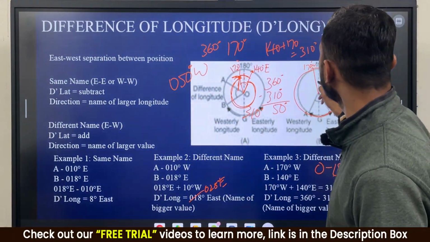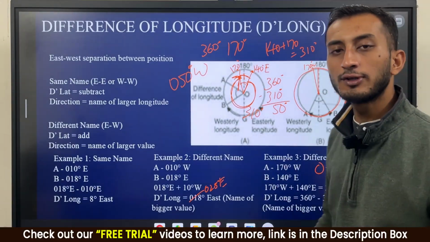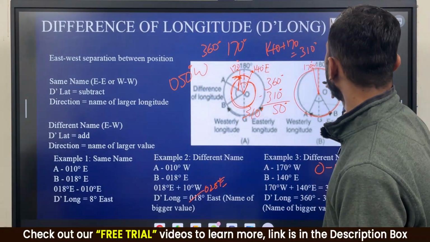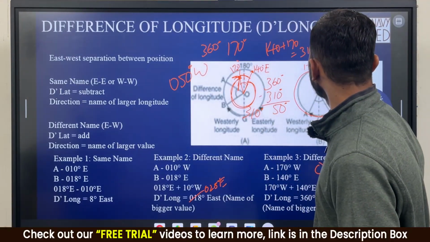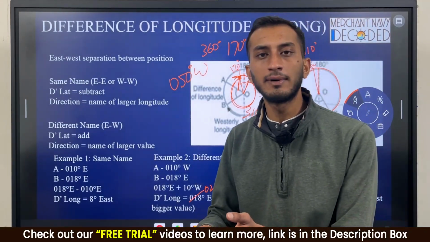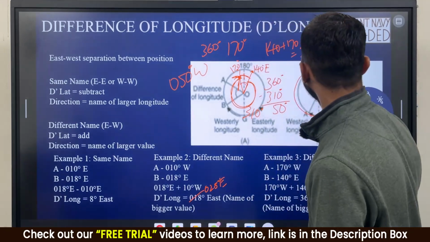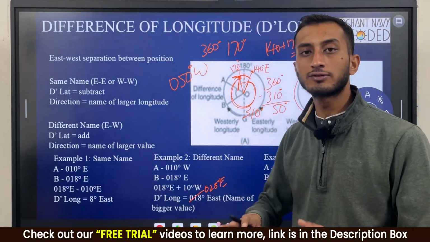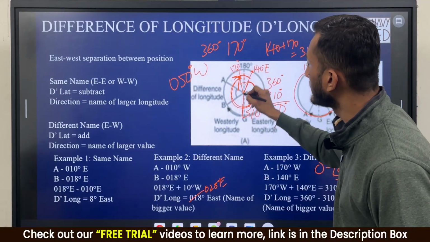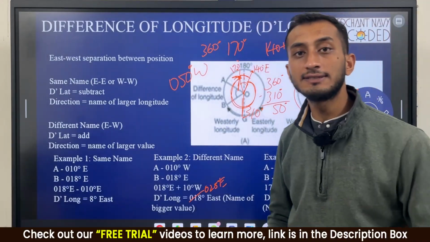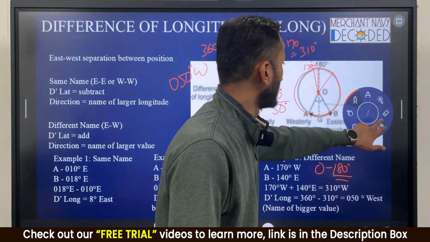Don't confuse yourself with this 180°. Oh, 170 is closer to 180° and 140 is farther. No. 170° is only 10° away from 180, and 140 is 40°, so 140 should get its name? No, we take the reference point from the Greenwich meridian, not the 180° line, which is the international date line.